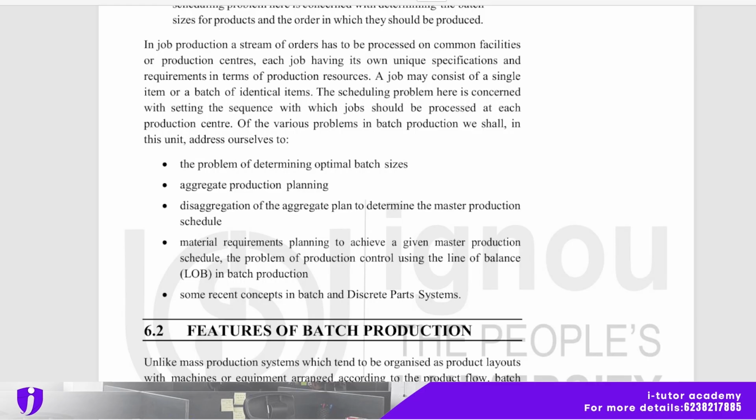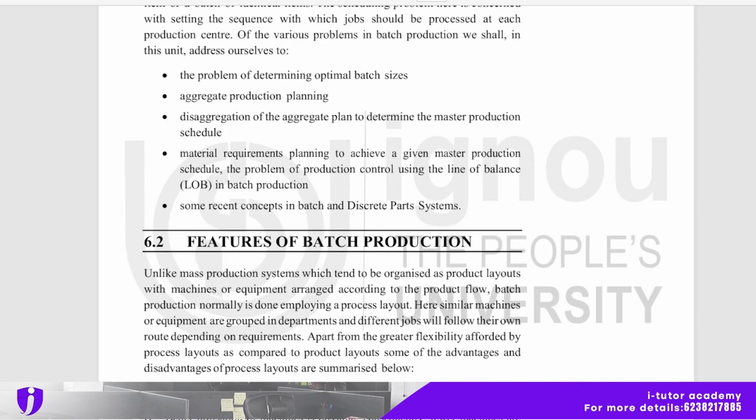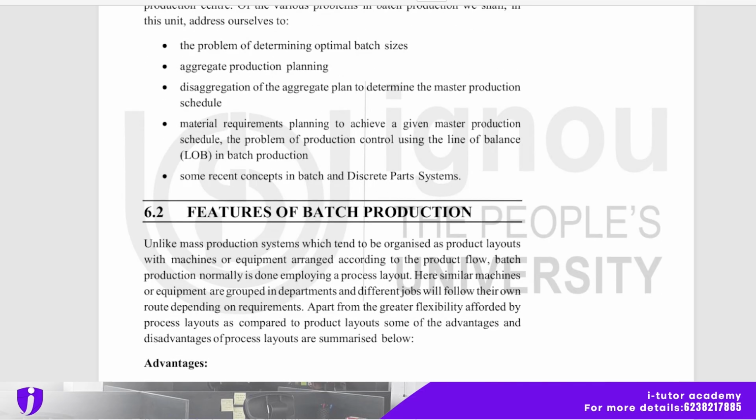center. Of the various problems in batch production, we shall in this unit address ourselves to the problem of determining optimal batch size and aggregate production planning, disaggregation of the aggregate plan to determine the master production schedule, and material requirement planning to achieve a given master production schedule, the problem of production control using the line of balance, that is LOB, in batch production, and some recent concepts in batch and discrete part systems.